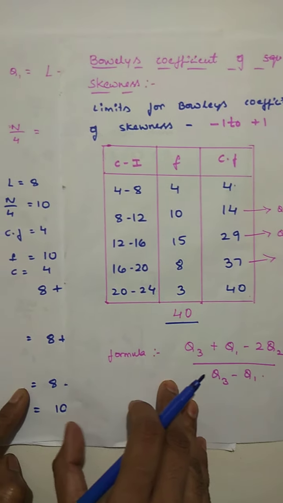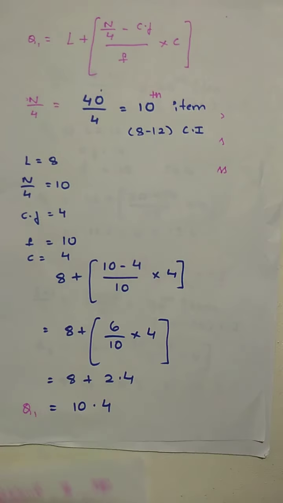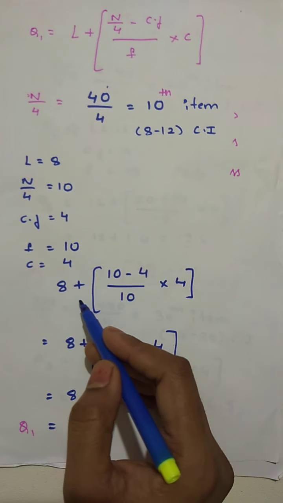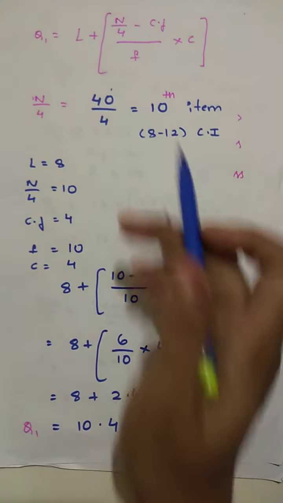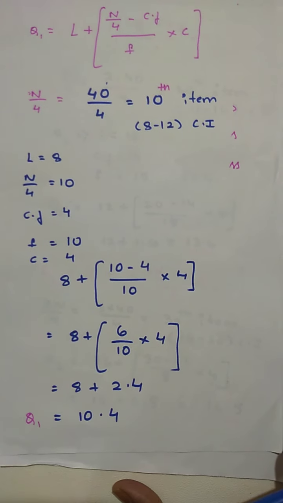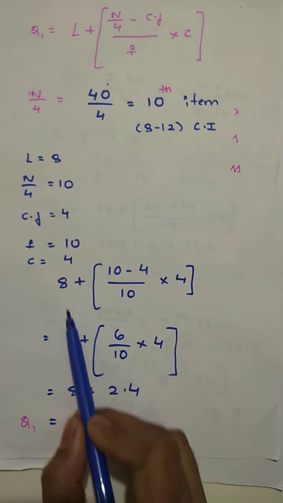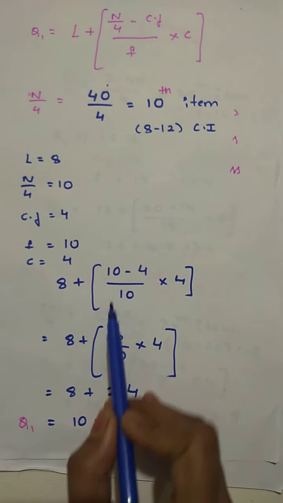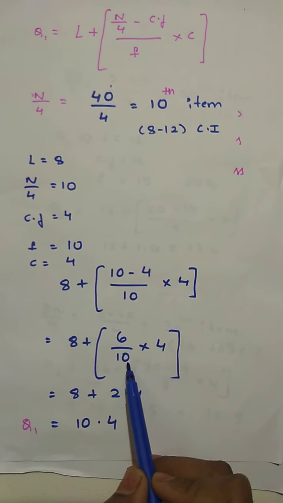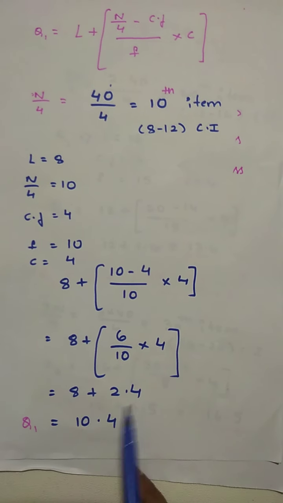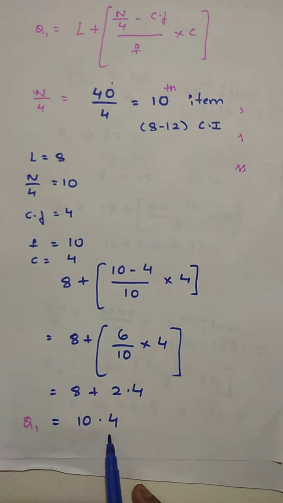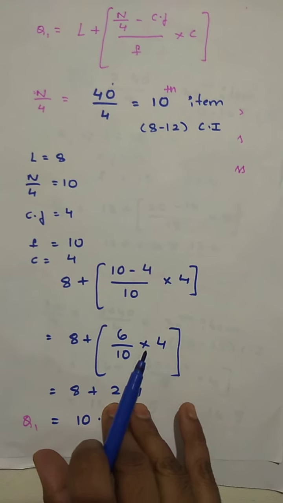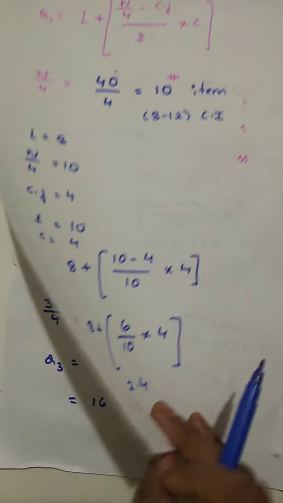So we substitute all these values in the formula for Q1. 8 plus (10 minus 4) divided by 10, into 4. 10 minus 4 equal to 6, divided by 10, into 4, so 8 plus 2.4, which is equal to 10.4. 10.4 is Q1. Like this we need to find Q2 and Q3 also.